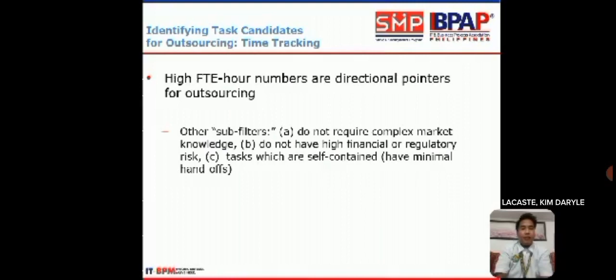Other sub-filters: A. Do not require complex market knowledge. B. Do not have high financial or regulatory risk. C. Tasks which are self-contained have minimal handoffs.